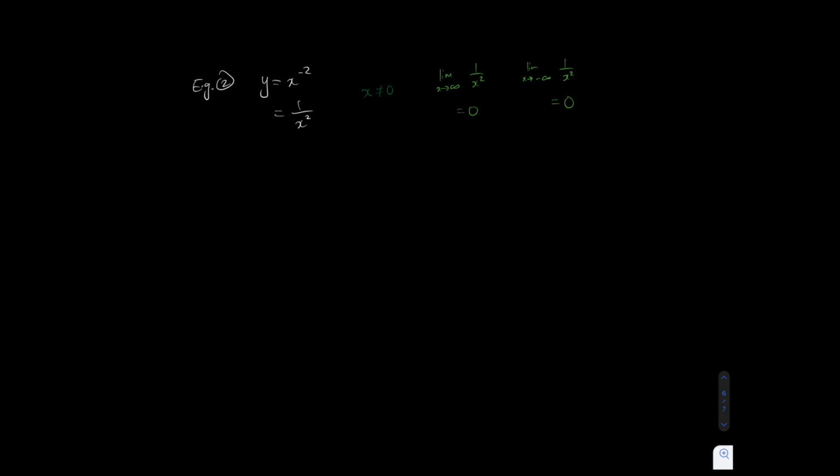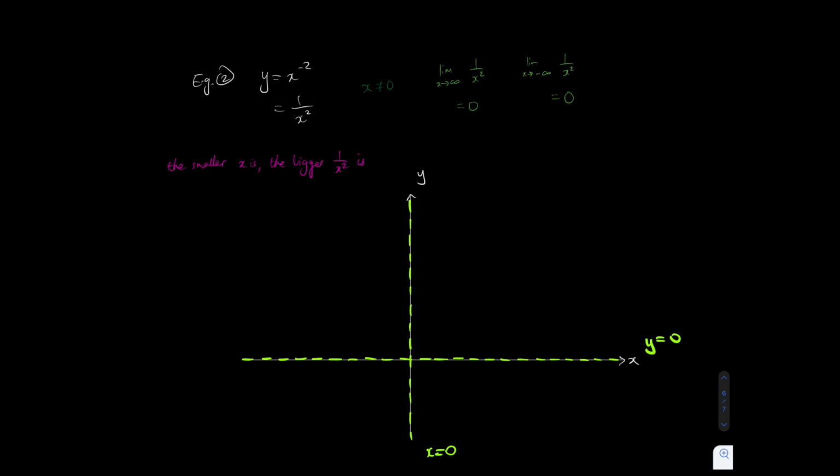And the third thing we need to consider, like we did before, is that the smaller x is, the bigger 1 on x squared is. And so let's draw in the asymptotes, and then the graph. Keep in mind that regardless of whether x is positive or negative, 1 on x squared is always positive because you're squaring the x value. And this graph is called a truncus.